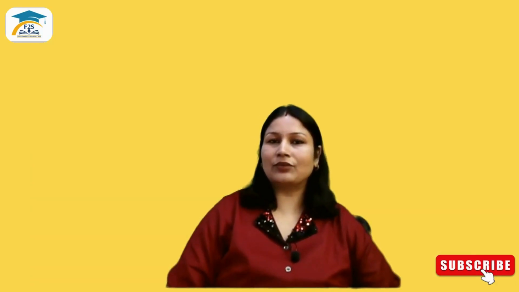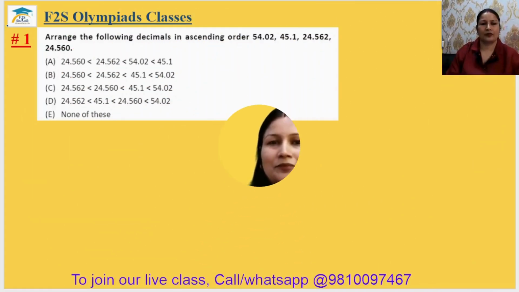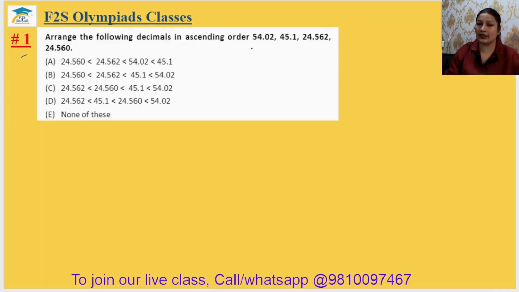Now let's start with the worksheet questions. Grade 5 Silver Zone Comprehensive Book, Chapter 6, Video Part 1. Arrange the following decimals in ascending order. Ascending means from the smallest to greatest.